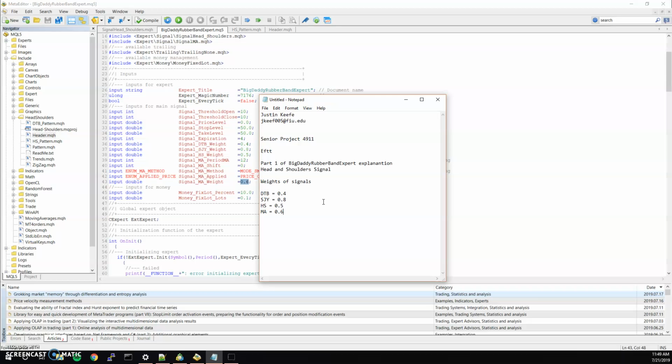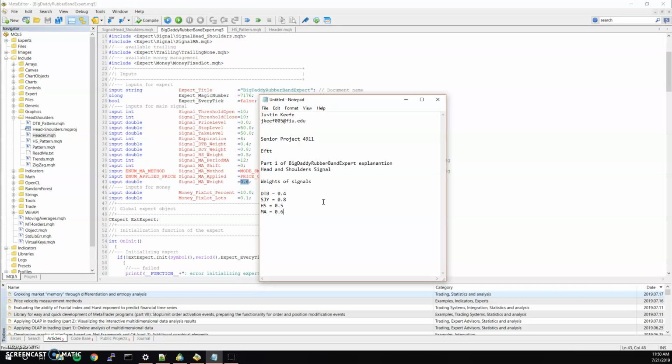It more pertains to, hey, I see a head and shoulders pattern, I think I should sell. But you might see the same thing and think, no, that's not a head and shoulders, I don't want to sell. There's no exact 100% metric to identify head and shoulders. I could think it's a head and shoulders, but you might not. So that's why we set these weights a little lower.